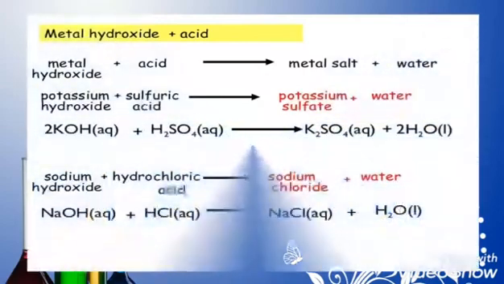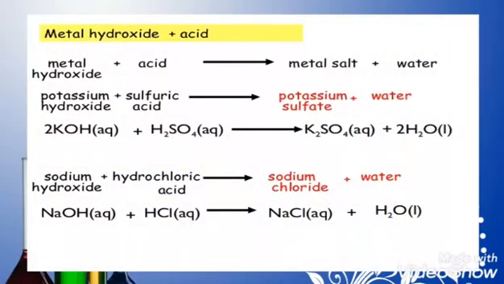Here are other examples of metal hydroxides reacting with acid. Potassium hydroxide plus sulfuric acid would give you the salt potassium sulfate plus water. Sodium hydroxide reacting with hydrochloric acid would give you the salt sodium chloride plus water.